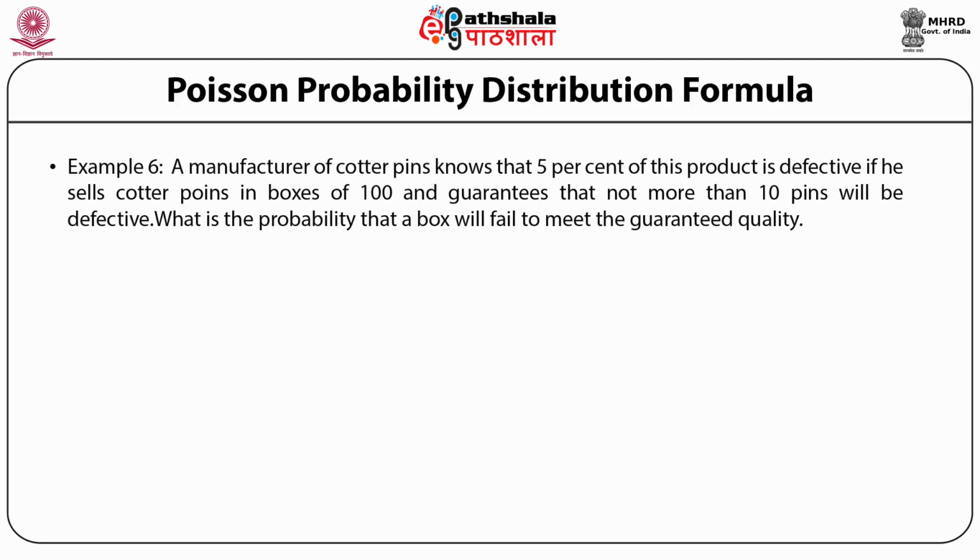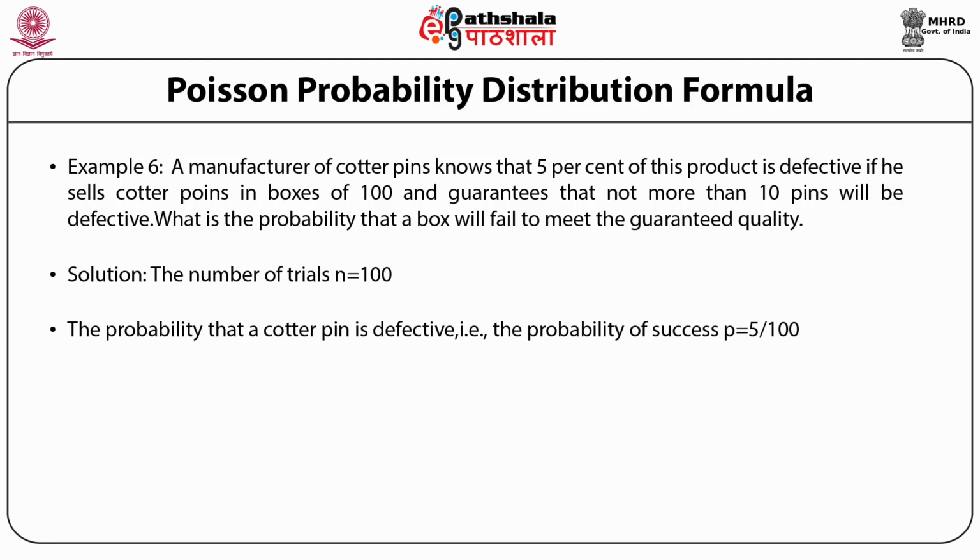Next, a manufacturer of cotter pins knows 5% of this product is defective. If he sells cotter pins in boxes of 100 and guarantees that not more than 10 pins will be defective, what is the probability that a box will fail to meet the guaranteed quality? Thus, the number of trials here is 100. Again, it is large in number. The probability that a cotter pin is defective, that is probability of success, is P equal to 5 upon 100.